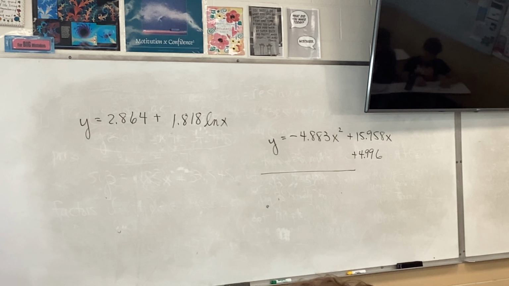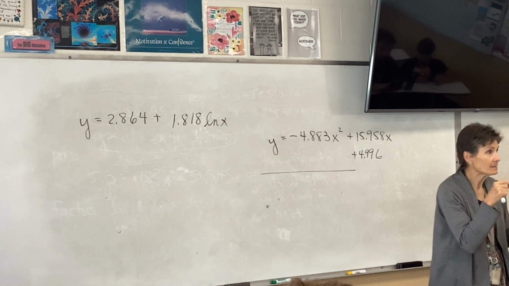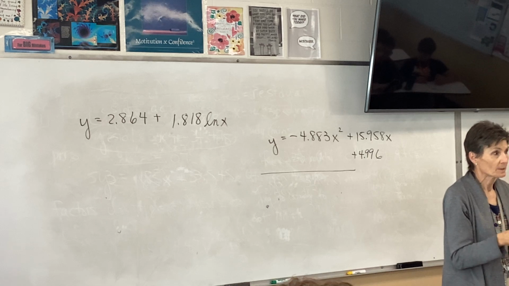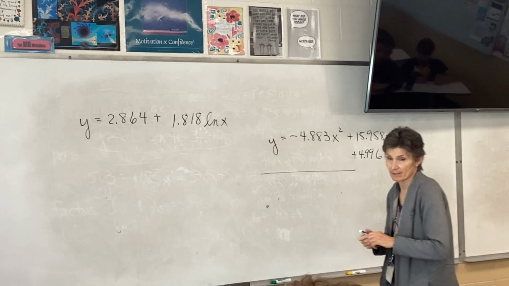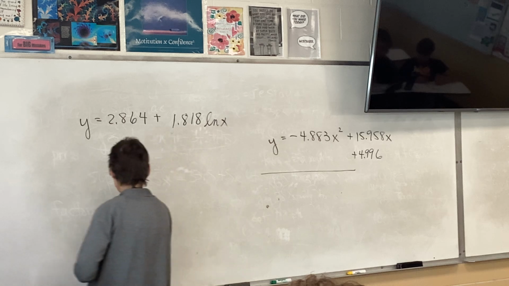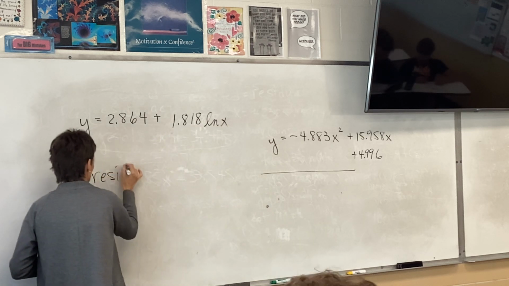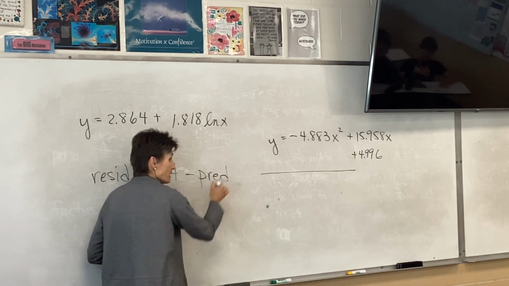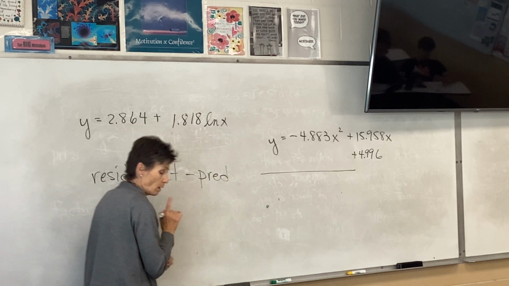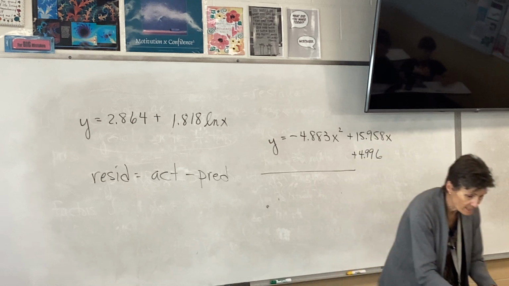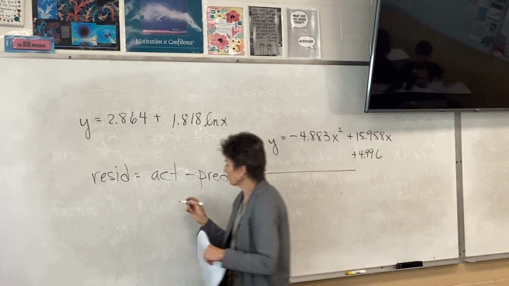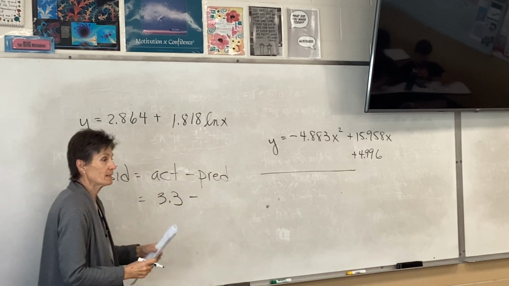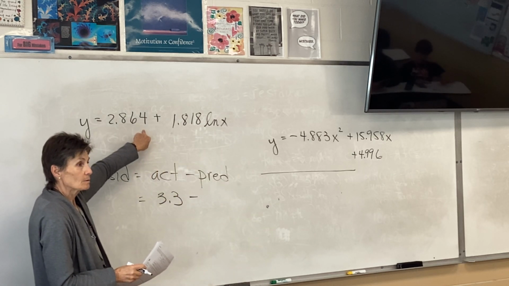1.6. So could we hand calculate the residual for 1.6? Yes. How would we do that? How do we find a residual? We take the actual minus the predicted, right? And for 1.6, what was the actual? 3.3. How can we find the predicted? We use our model.